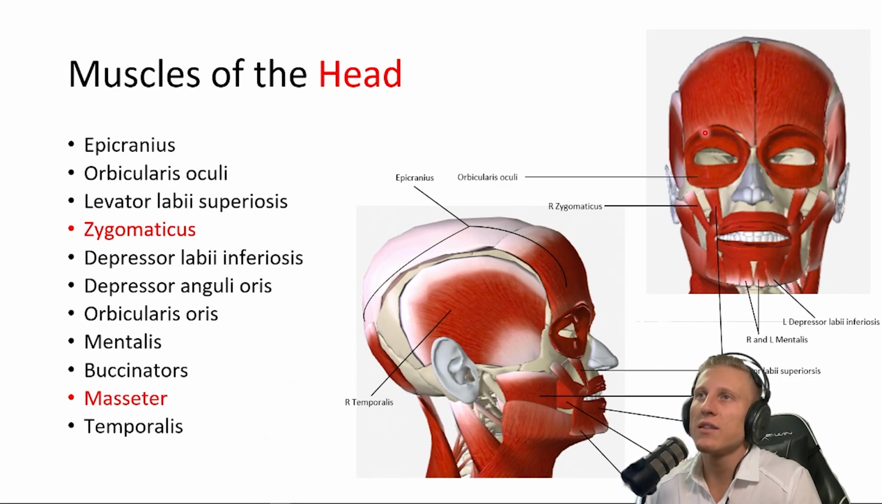Orbicularis oculi, that is rounding the eye, the big hint there, right? Orbicularis, think of circle, orbits. And then oculi, ocular, think eye. So that is this guy right here.